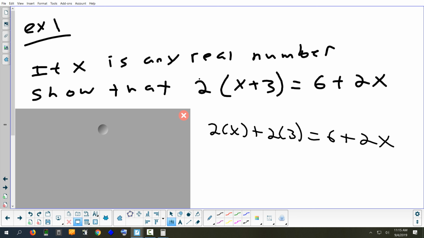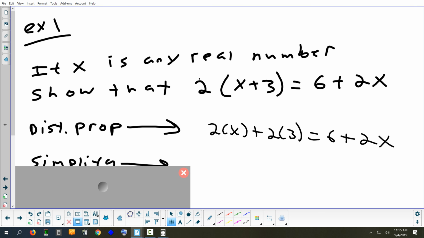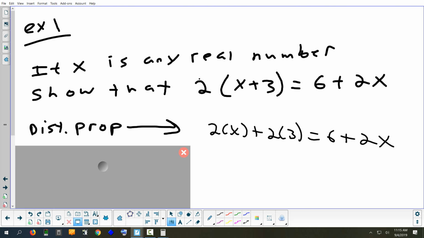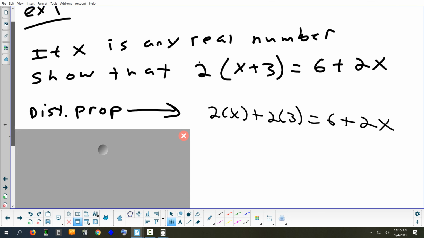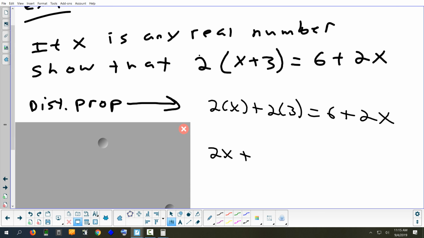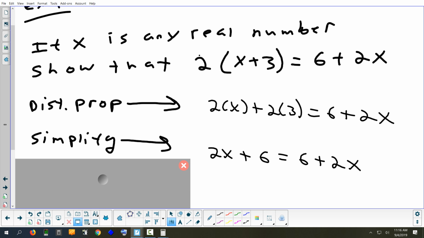And now I want you to tell me the name of the property that I just used. Is it Emily? Yeah, that's the distributive property. Okay, now I'm going to do this. 2x plus 6 equals 6 plus 2x. That property doesn't really have a name. All I did was simplify 2 times 3 and get 6. And I left everything else the same. So we could just call that we simplified.